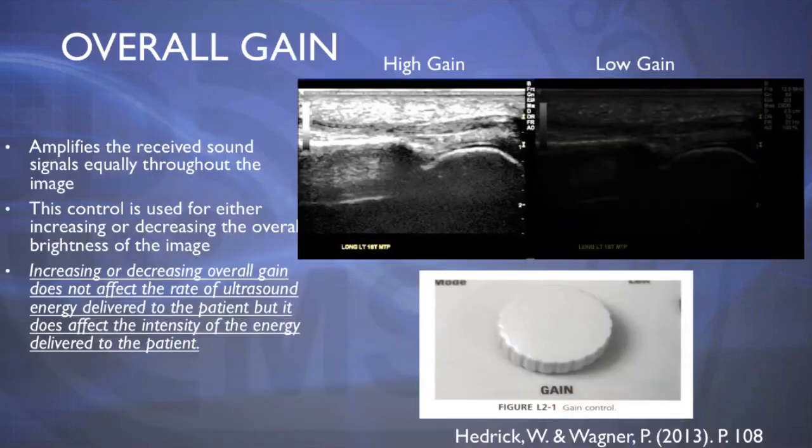Overall gain. This is going to amplify the received sound signals equally throughout the image, and the control is used for either increasing or decreasing the overall brightness of the image. So you can see here on the upper middle image that it is way overgained, the gain is too high. It's way too bright. The image on the upper right is too low and it's too dark. So that is just what we want to keep in mind, that it should be set right in the middle.